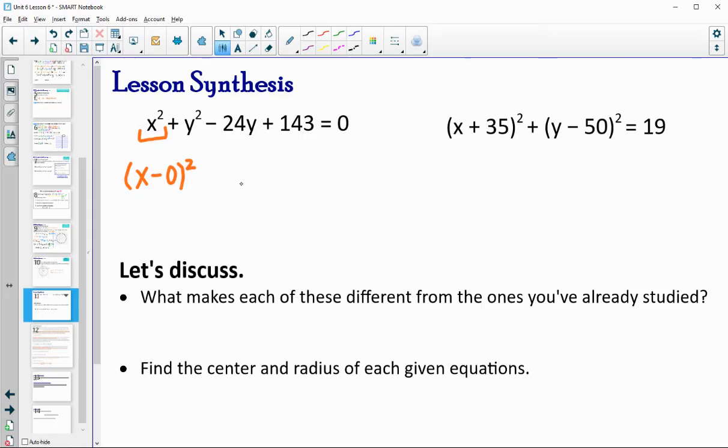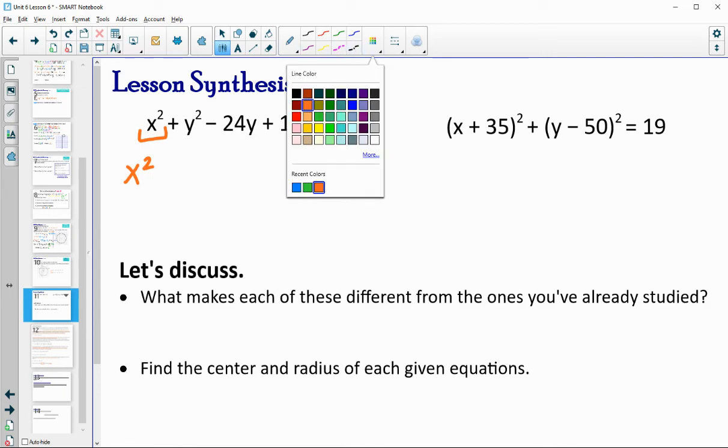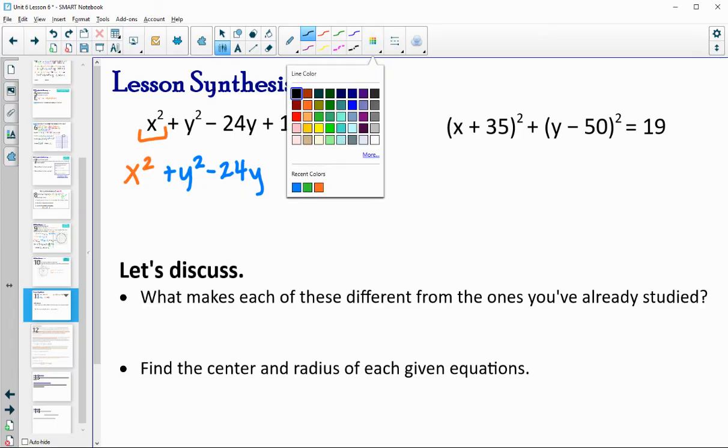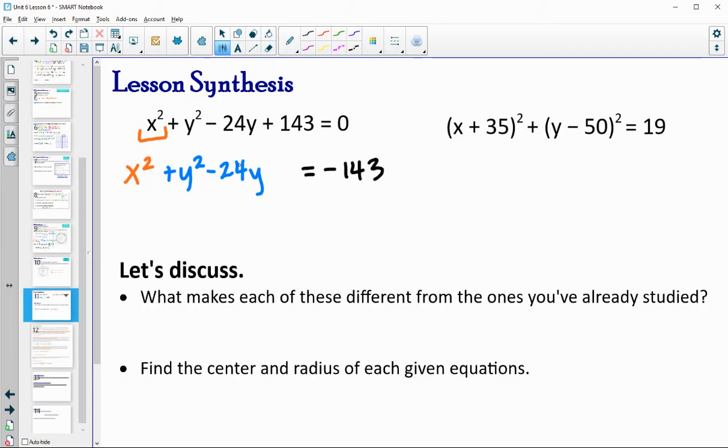You could think of it as x minus 0. So we don't need to be adding anything with these x's. So for this one, if I just get rid of that, you would be subtracting the 143 to both sides. So you have the x squared, you have the y squared minus 24y, and then subtract 143 to both sides. So you get negative 143. So you only need to complete this part of the square. So we would do negative 24 divided by 2 gives us plus 144 that we would need to add to both sides.